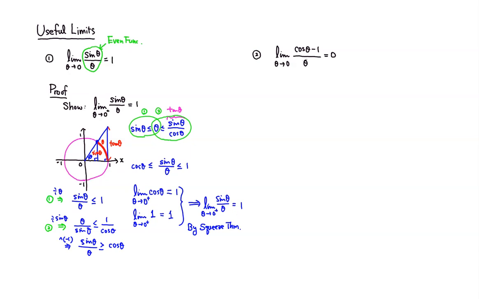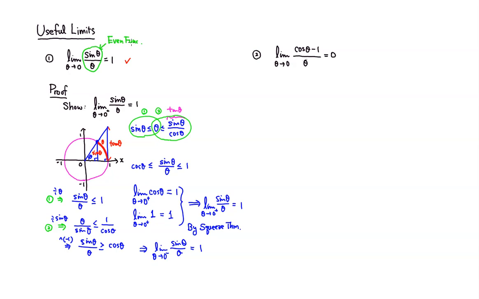All right, so therefore we have the right-hand limit equaling 1, and we can use the symmetry of an even function to show that the left-hand limit is obviously going to be 1 as well, because you have a mirror image on both sides of the y-axis. So combining the right-hand limit and the left-hand limit both equaling 1, the regular two-sided limit is equal to 1. So that verifies this first limit.